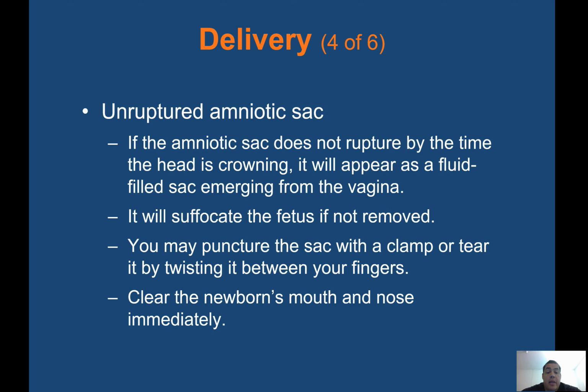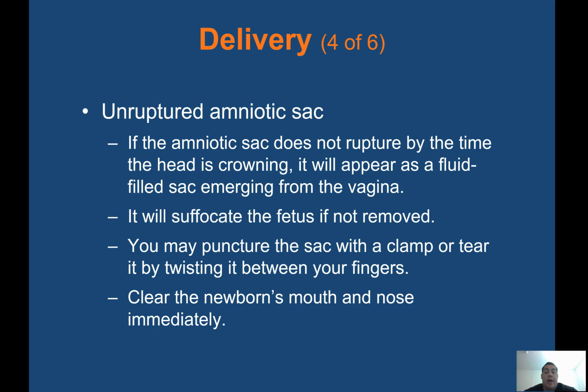Unruptured amniotic sac. If the amniotic sac does not rupture by the time the head is crowning, it will appear as a fluid-filled sac emerging from the vagina. It will suffocate the fetus if not removed. You may puncture the sac with a clamp or tear it by twisting it between your fingers.